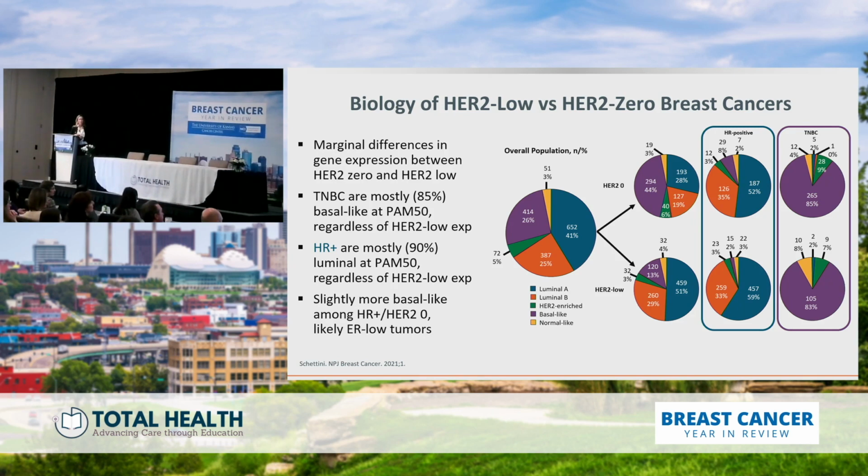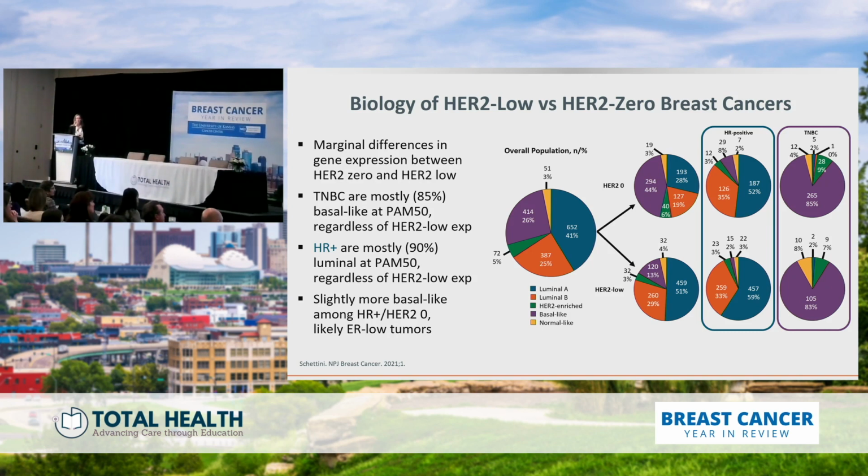So there are marginal differences in gene expression between HER2 0 and HER2 low disease. So what you see here is an overall population divided at the top into HER2 0 and then HER2 low on the bottom. And that first boxed column is hormone receptor positive disease, and that second box is triple negative disease. And you can see that the figures within a box are really similar. The amount of purple, for example, in the triple negative breast cancer group is very similar in that top pie compared to the bottom pie on the right. Indicating that HER2 0 and HER2 low are very biologically similar.